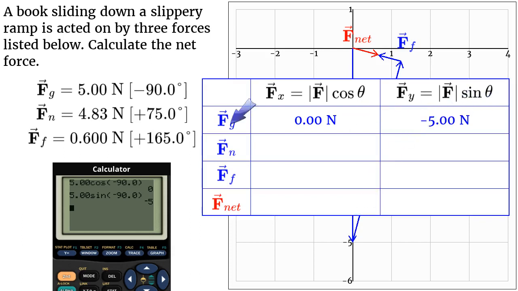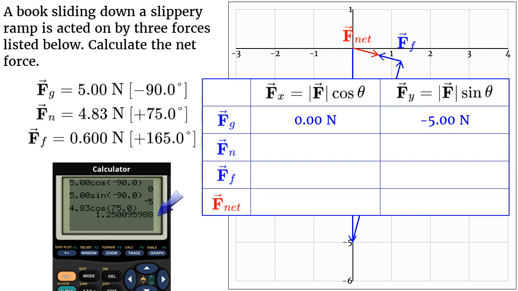Okay, let's look at the second force. The normal force is 4.83 newtons. The direction is 75 degrees. So we're going to use the same formula. We're going to type in 4.83 times the cosine of 75.0. And that gives us an x component of 1.25 according to the calculator.